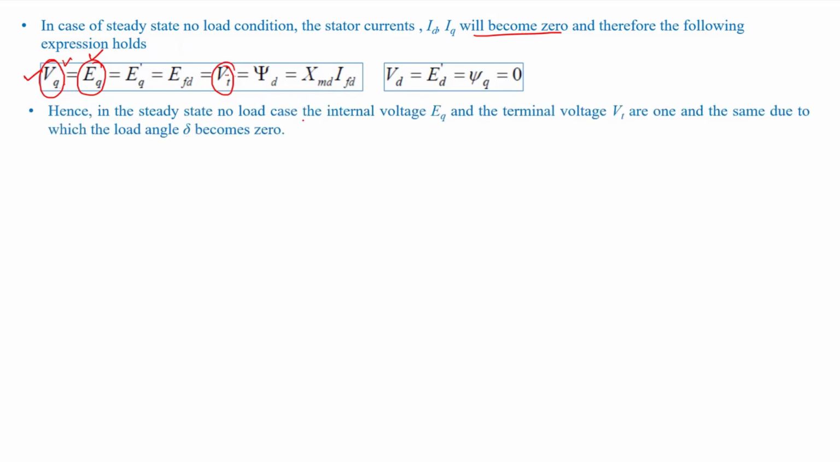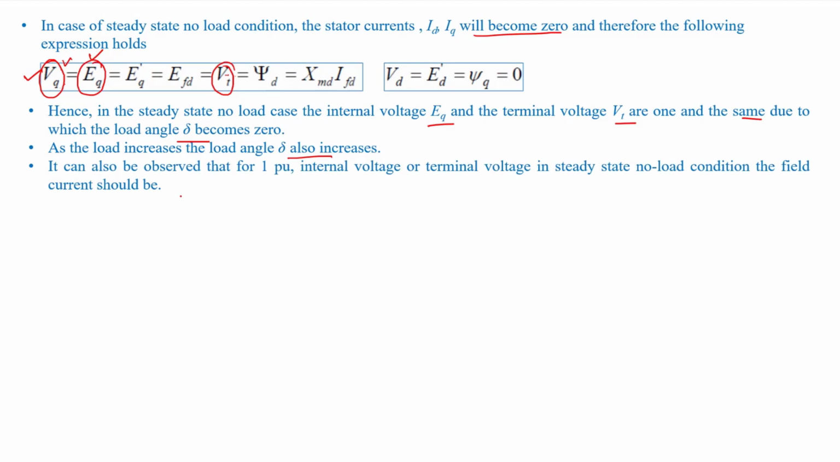Okay, hence in the steady state no load case, the internal voltage EQ and the terminal voltage VT are one and the same, due to which the load angle delta becomes 0. And as the load increases, the load angle delta also increases. Therefore, it is known as the load angle.